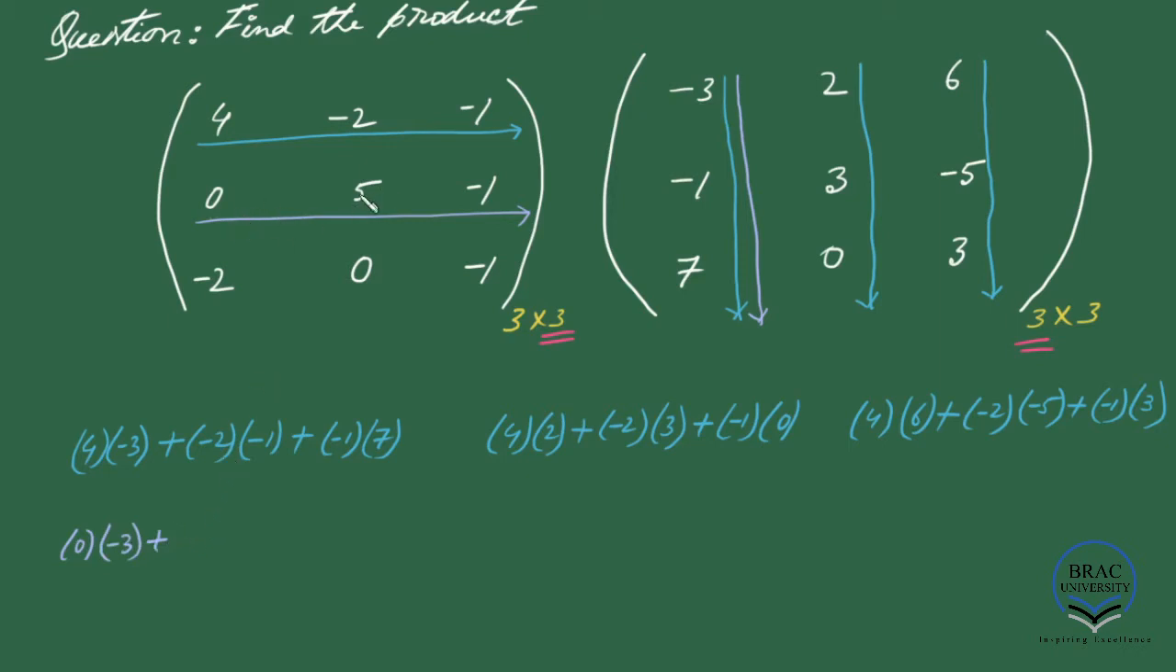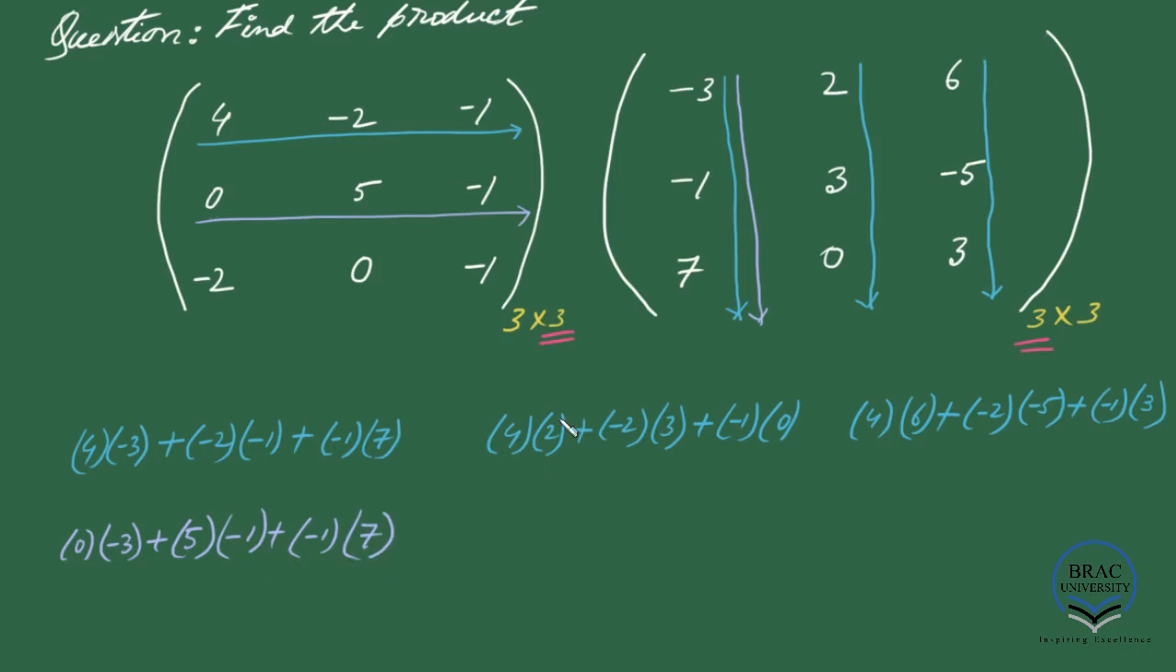So then the second entry of this selected row, which is 5, will get multiplied with the second entry of this selected column, which is -1, plus then the third element of this selected row, which is -1, will get multiplied with the third entry of this selected column, which is 7. So we're adding all of them up after multiplication on each of these terms.